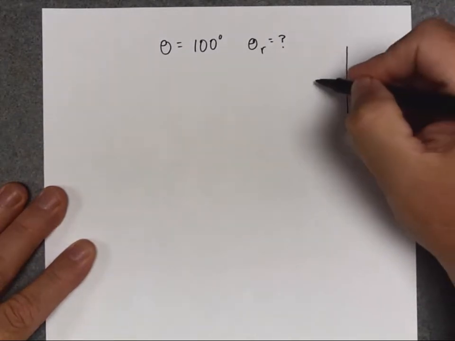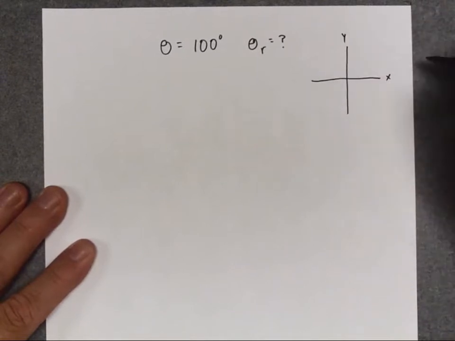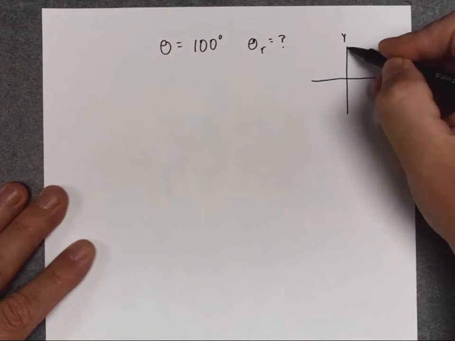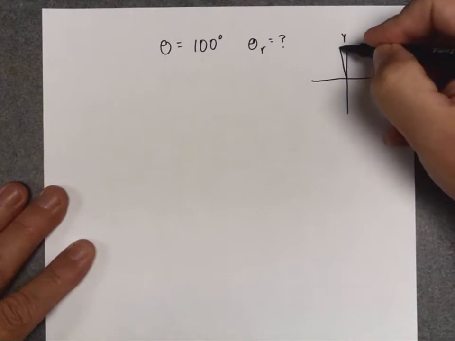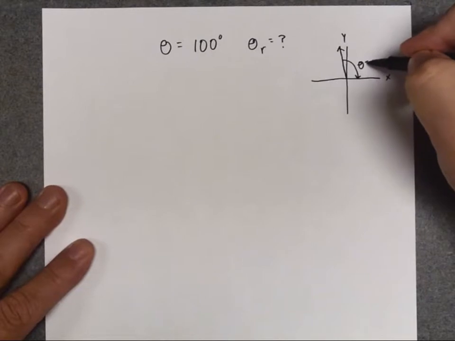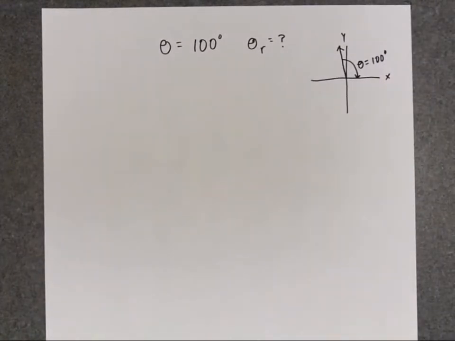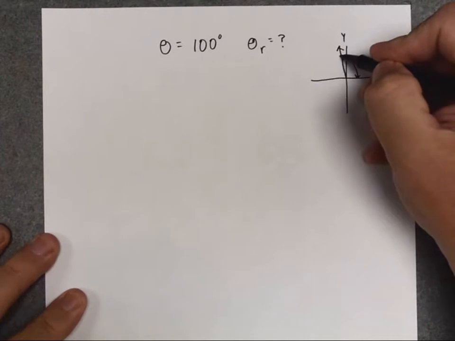I don't think we'll do this for all the examples, but just once again so you can visualize it. A 100-degree angle: 90 degrees is the y-axis, so 100 degrees just must be a little bit past. So there's our 100-degree angle. And now we're asked for the reference angle. Well, the reference angle, the shortest distance to the x-axis, is going to be right here.